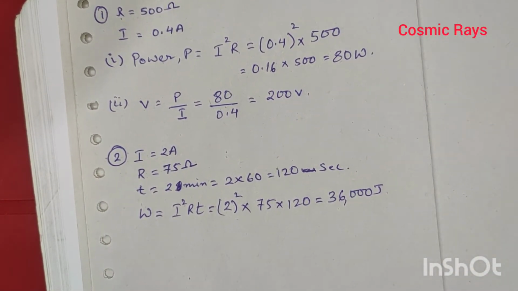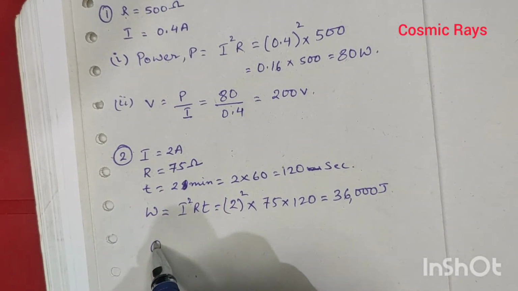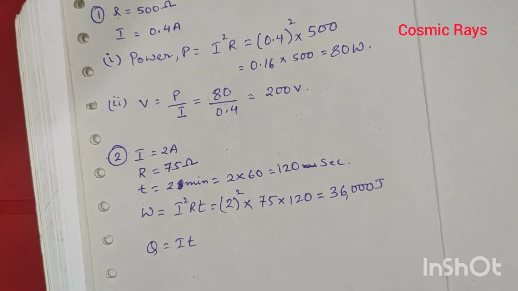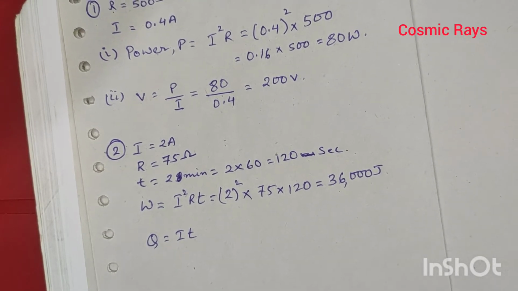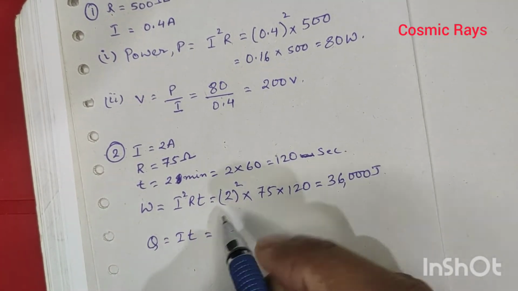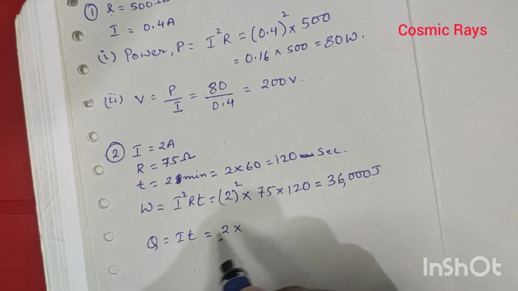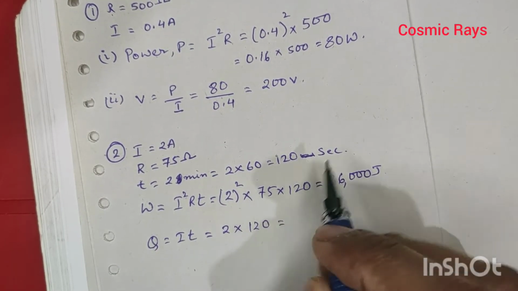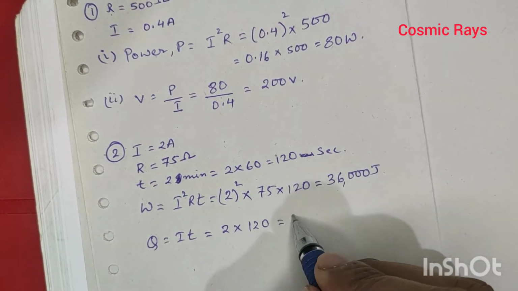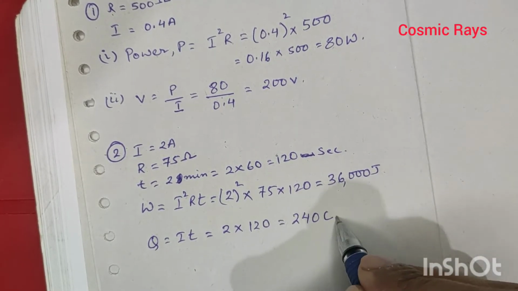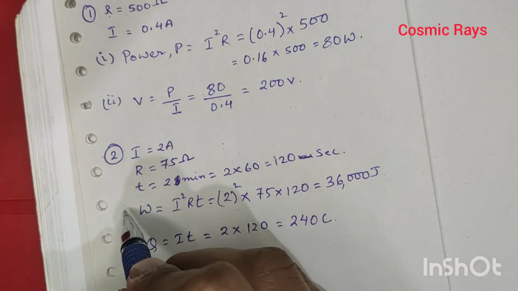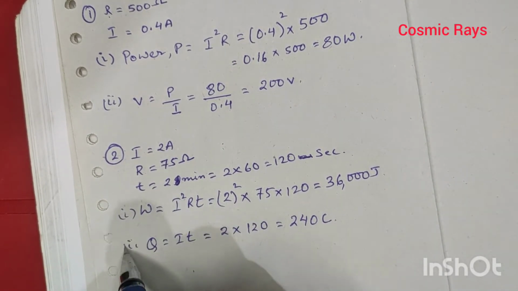And the second part of the question asks us to find out how much charge is passed. So charge means Q. So we know that Q is given as IT. We have used this formula in the previous exercise. Q is equal to IT. So I is the current, that is 2 amperes multiplied by time is 120 seconds. So 12 into 2 is 24. So 240 coulomb is the charge that is being passed through it.